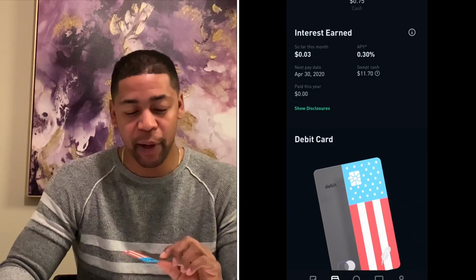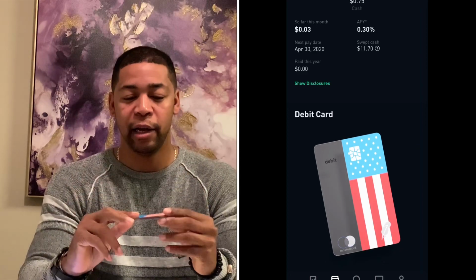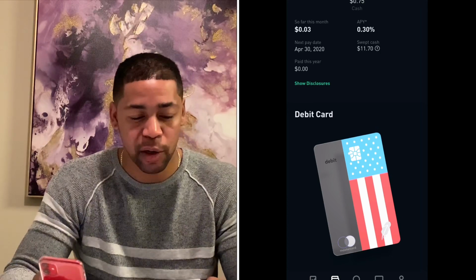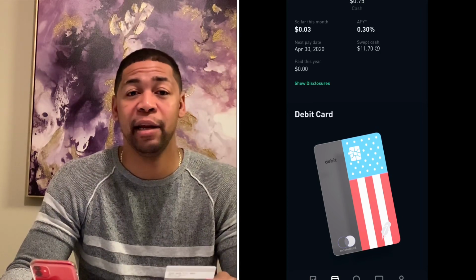So I'm pretty happy about that. It's pretty cool. It's pretty flimsy. I like what it's like. It's a MasterCard debit card. So, like I said, this is going to give me the opportunity to actually make money on my uninvested cash.